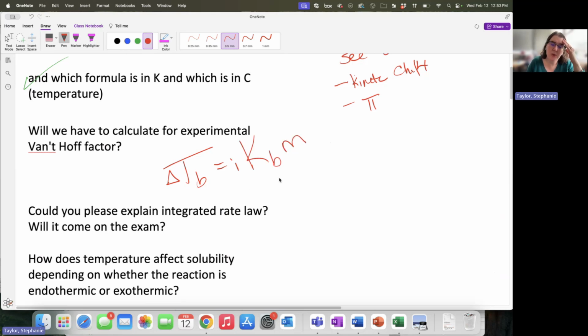Essentially, while usually we use these to calculate the new boiling point or the change in boiling point, if we gave you a new boiling point and the molality, you could solve for the Van't Hoff factor, that i. If we gave you enough information about osmotic pressure, then again, you could solve for the Van't Hoff factor. So you've got two different equations that have the Van't Hoff factor as part of them. As long as you had enough information, we could certainly ask you to solve for the experimental Van't Hoff factor. Absolutely.